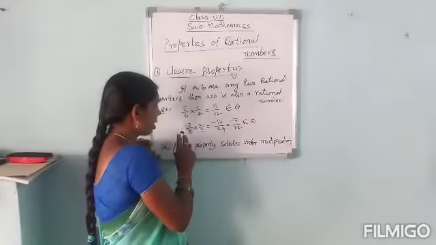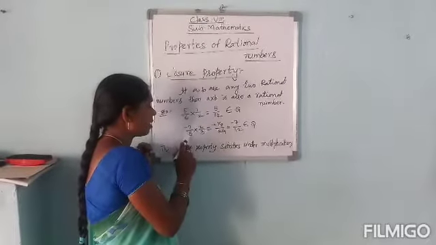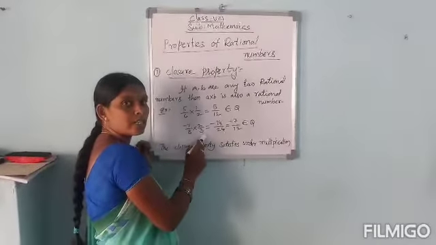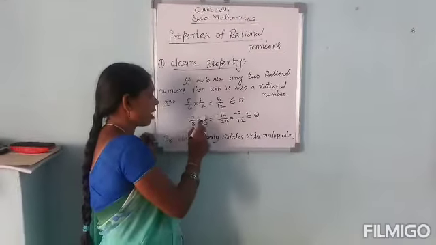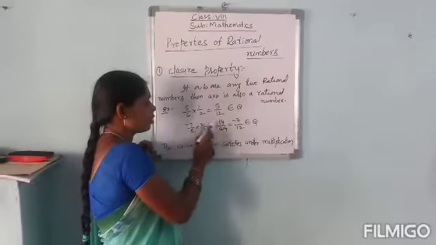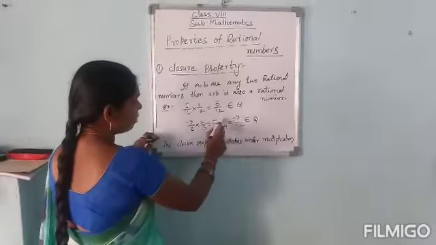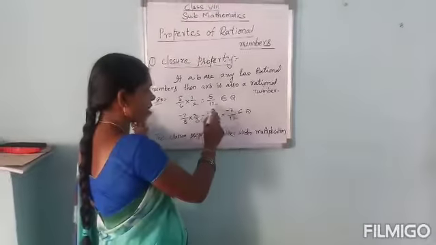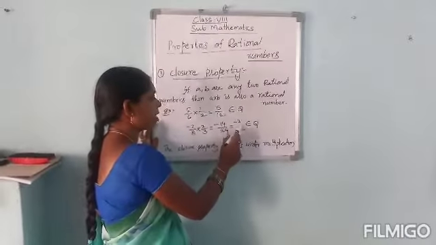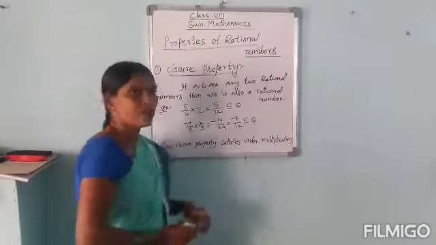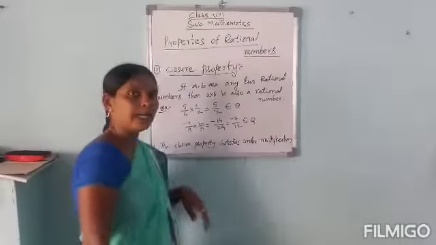In the same way, here I am taking one negative rational number, minus 7 by 8 and 2 by 3. These two are rational numbers. The multiplication of these two: minus 7 times 2 is minus 14, 8 times 3 is 24. So that is minus 14 by 24. The simplification of this one: 2 sevens are 14, 2 twelves are 24. So minus 7 by 12 is also a rational number. So hence the closure property is satisfied under multiplication also.